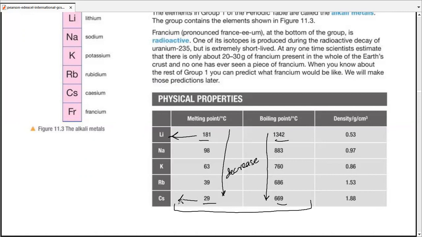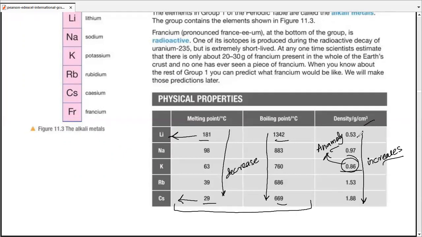So we can easily say that going down the group from top to bottom, the melting point and the boiling points decrease. However, what happens if we go down the group? The density increases. Actually, if we talk about density for the entire periodic table, the same thing happens. Density increases from top to bottom. However, there is an anomaly, an odd behavior shown by potassium. But at this level, we do not discuss the reasons of this odd behavior.